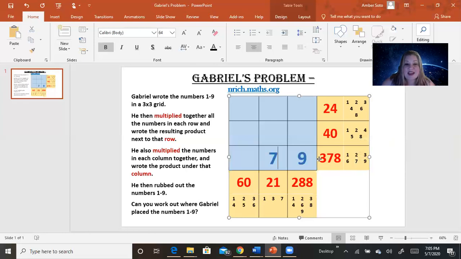All right, and then if we go across this way, we know that these 3 numbers have to multiply together to be 378. So all I have to do really is do some maths.